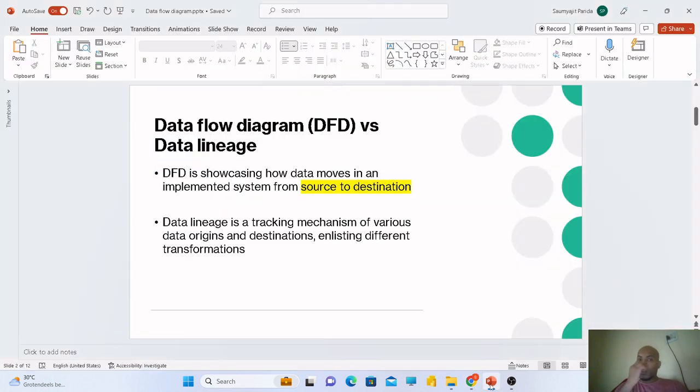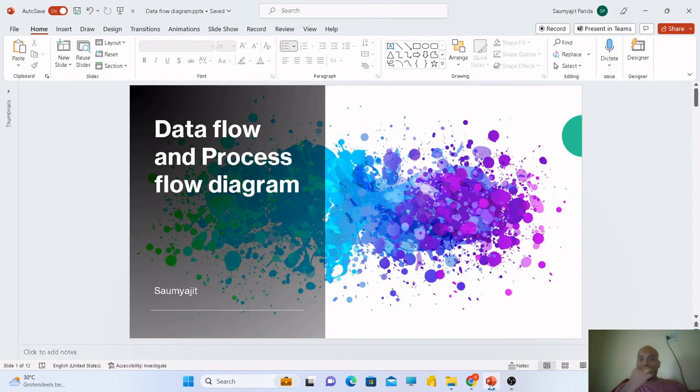Well, in today's video, we are going to talk about data flow diagram and process diagrams. Well, by definition, data flow, you have already assumed, is the flow of data from one point to another. So that is a data flow.